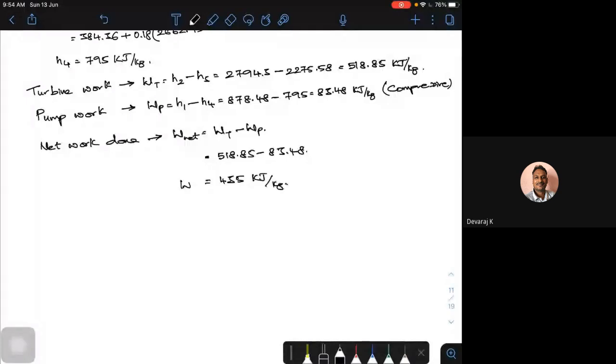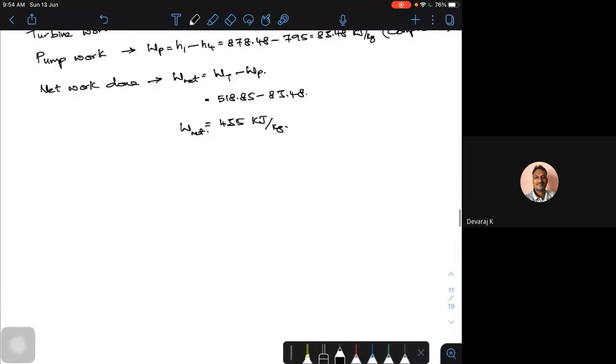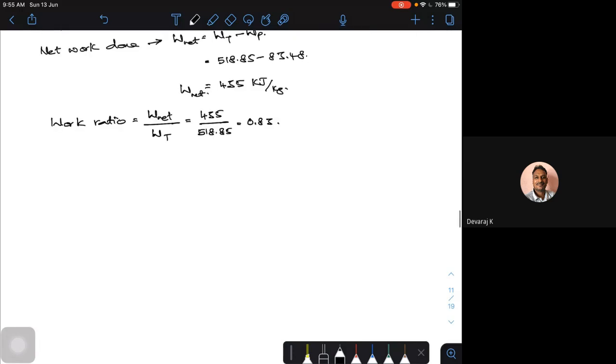So this is my net work done. Then what is your work ratio? Let me look at it. Work ratio means it is the ratio of net work done to the work output from the turbine. So the work ratio is roughly 435 divided by turbine work, which is 518.85. I am getting roughly around 0.83.